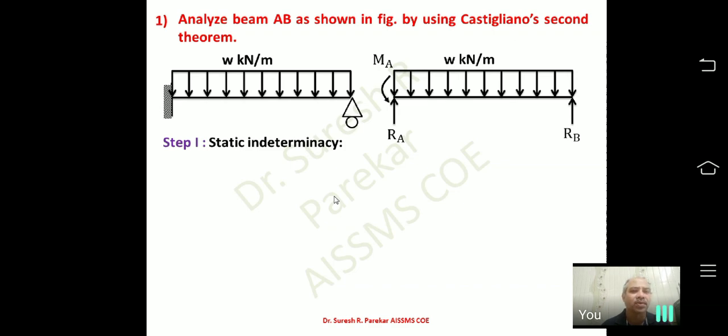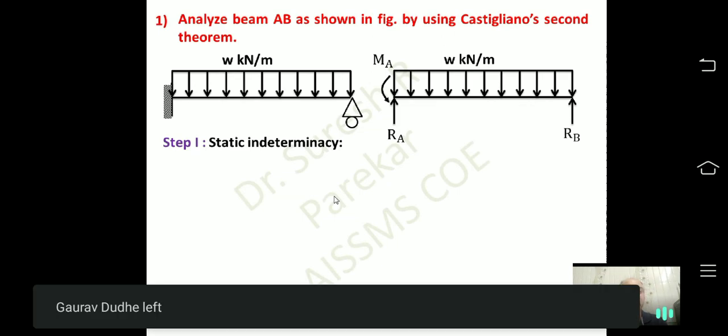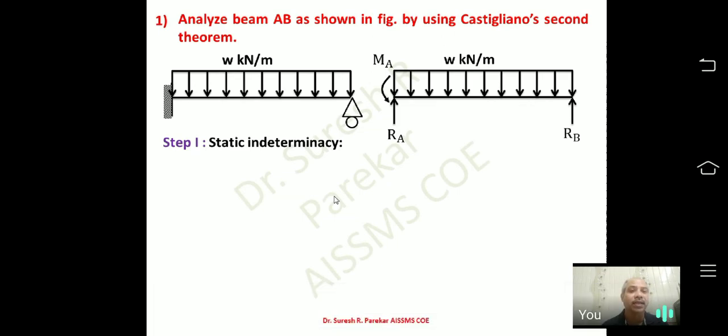For moment distribution, we need not go for static indeterminacy or kinematic indeterminacy. That is not related to this. We are going to get moments there, whatever moments we calculated in the theorem of three moments. In the theorem of three moments you have seen we calculated moments. In flexibility and Castigliano's theorem, we are going to find the redundant reactions.